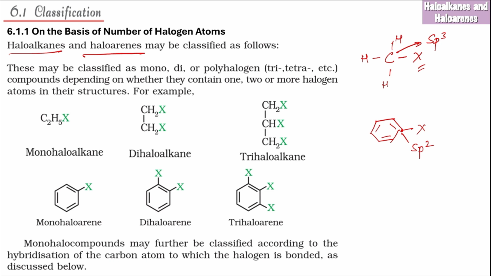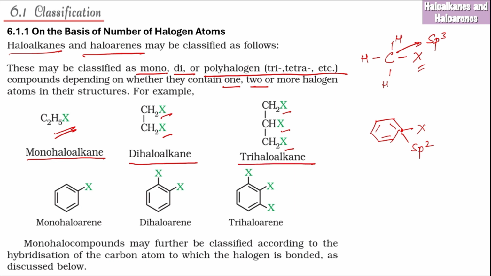Now haloalkanes may be classified as mono, di or polyhalogen compounds depending on whether they contain one, two or more halogen atoms in their structure. For example, C2H5X. In this compound there is only one halogen atom, so this is monohaloalkane. Then CH2X, CH2X. Here there are two halogen atoms, so dihaloalkane. Then CH2X, CHX and CH2X, CH2X, so this is trihaloalkane.